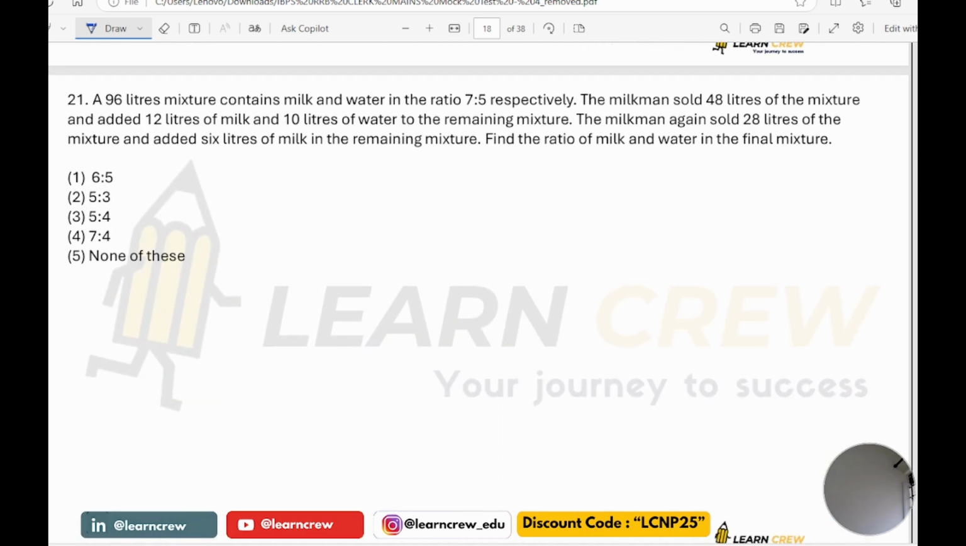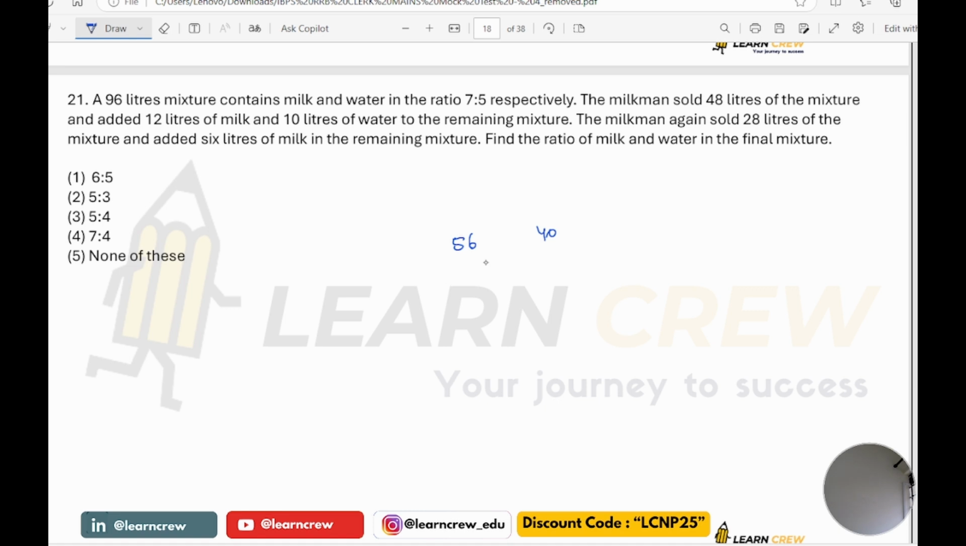Now next one. A 96 liter mixture contains milk and water in the ratio 7 is to 5. The milkman sold 48 liters of mixture and added 12 liters of milk and 10 liters of water to the remaining mixture. The milkman again sold 28 liters of mixture and added 6 liters of milk to the remaining mixture. Find the ratio of milk and water. Initially, out of 96 you have 56 and 40, 7 is to 5.